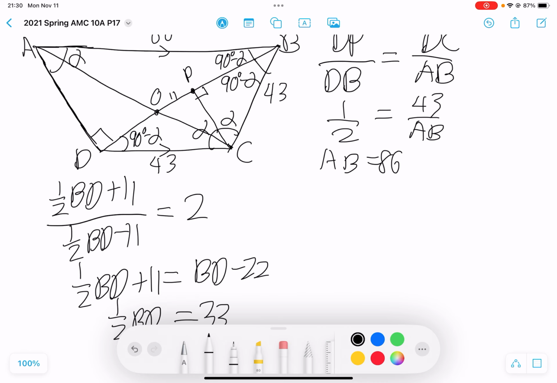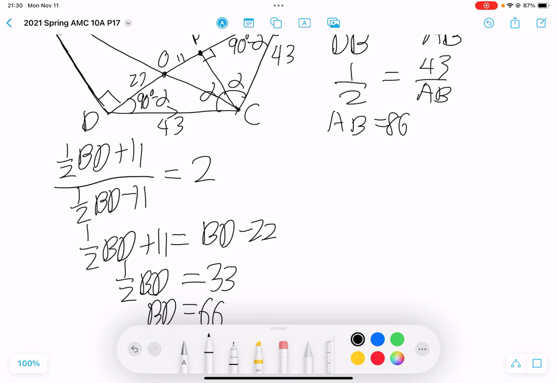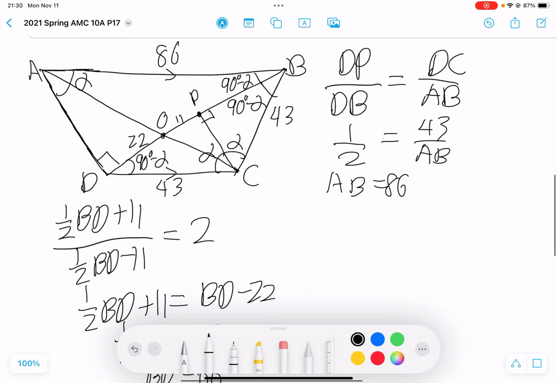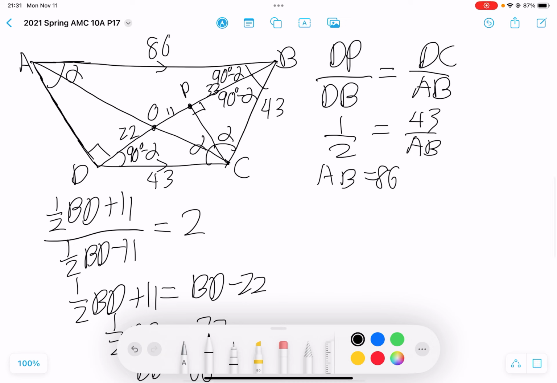So since BD is 66, we know that DO is 22 because that's 33 minus 11, and BP is 33, but that all doesn't really matter. We just want BD because now we have AB and BD. We can use the Pythagorean theorem inside this triangle to find out AD. So AD is going to be root 86 squared minus 66 squared. Let's do the math here. So we have 86 times 86.